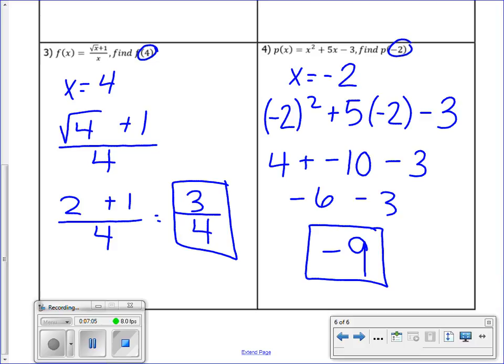Again, you have to be very, very careful. You must insert these parentheses with the square on the outside. Otherwise, you will get the wrong answer.